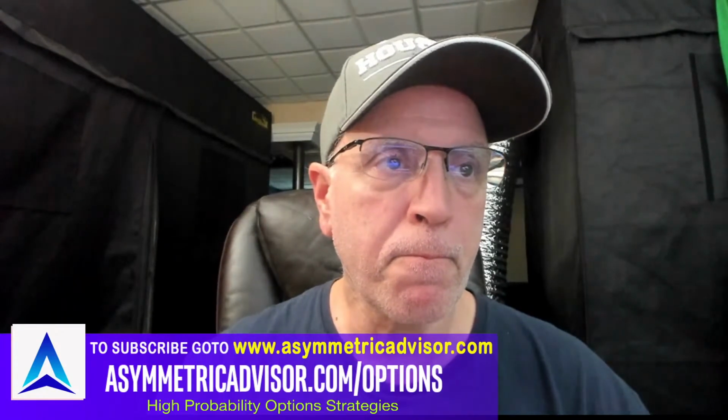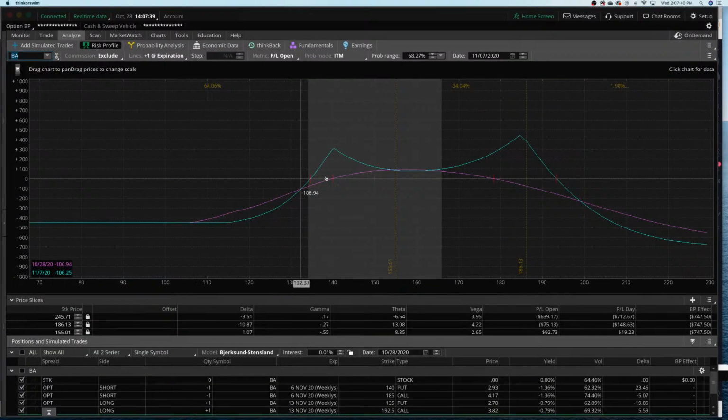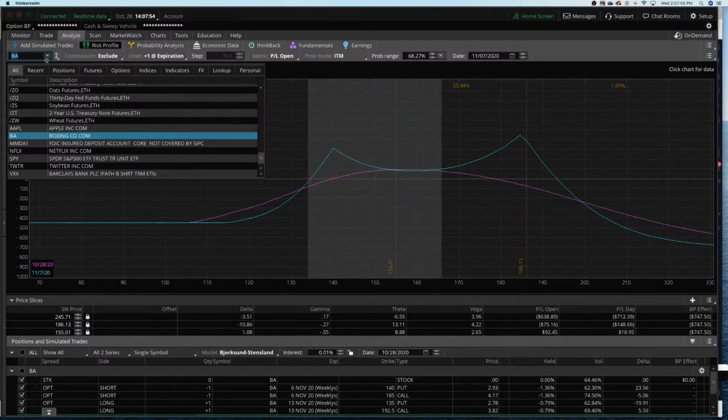Let's go to the charts. This is Boeing, and this is a trade that we've had on for a little bit, and it's actually comprised of two calendar spreads. These are a special type of calendar spread in that they turned into diagonals. But let's construct one with the SPY.